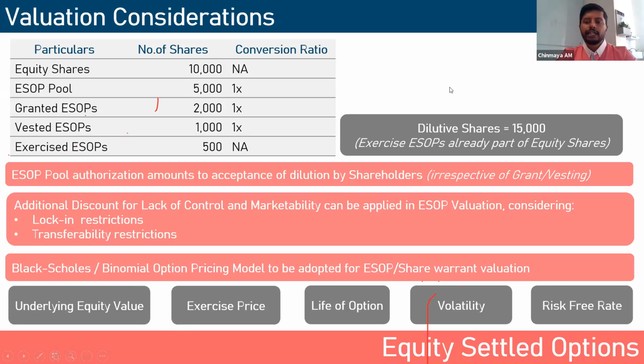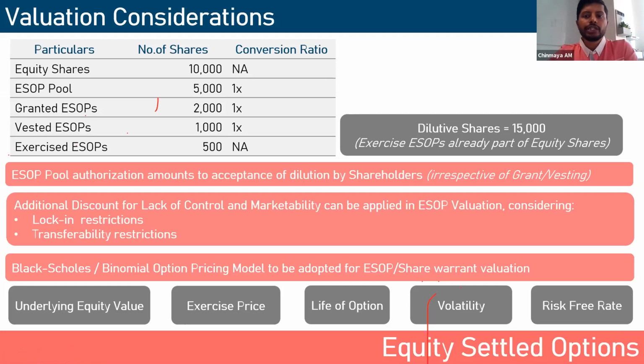So the last category is equity settled options, or the last but one category compared to our initial slide. In the case of options, how do we do it? Say ESOPs. Equity shares are 10,000 in this example. The ESOP pool is 5,000, with 1x conversion. Out of this 5,000, 2,000 are granted, which means 3,000 are not granted. Out of the 2,000, 1,000 is already vested and 1,000 is unvested. Out of the 1,000, 500 is already exercised.